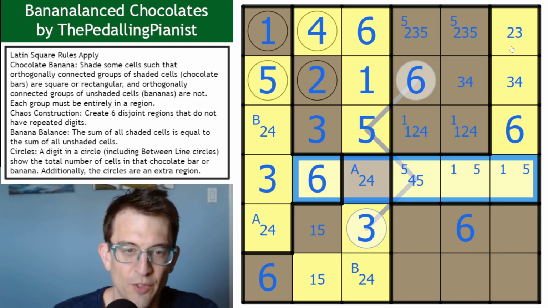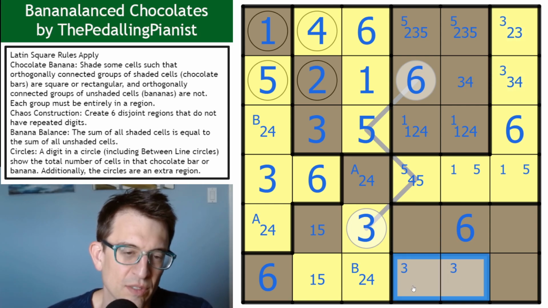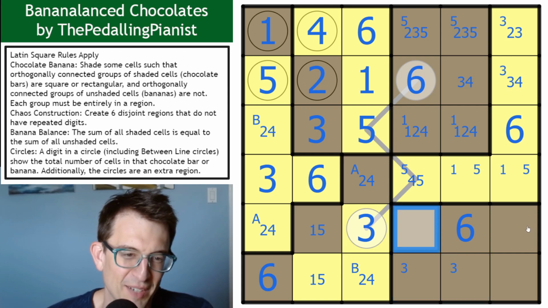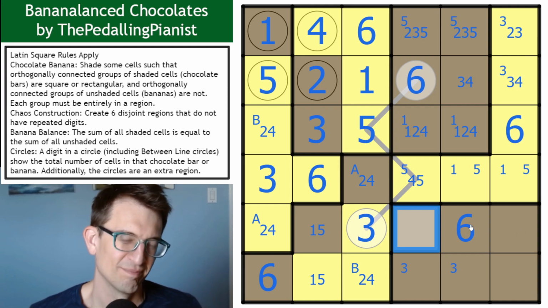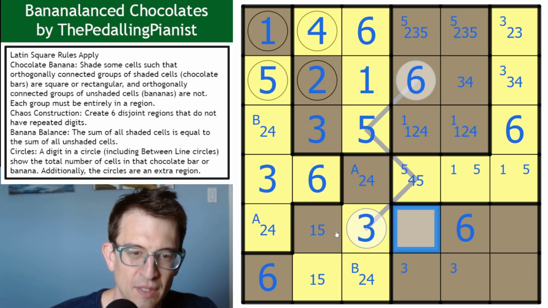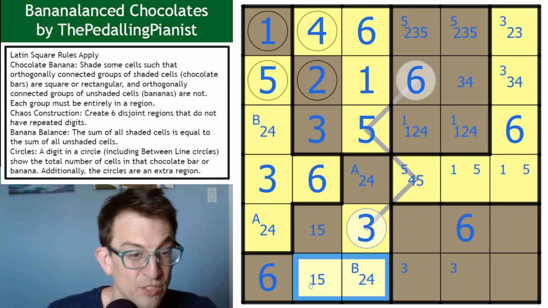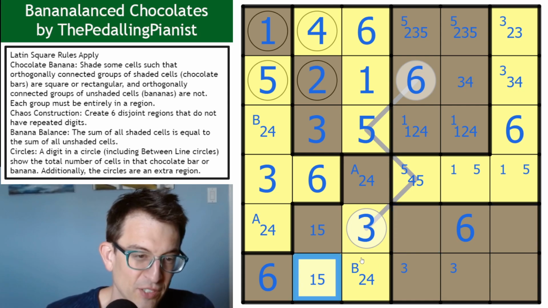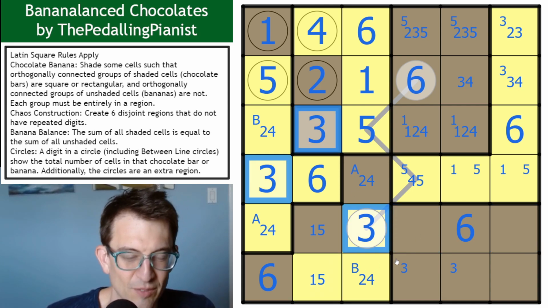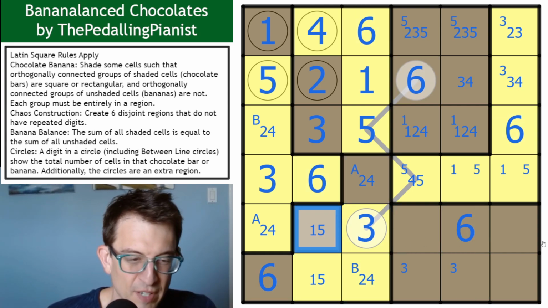Oh, I have a 3 in one of these. So I have a 3 in one of these. I wonder if I'm just going to have to mark this up because I don't see what I'm supposed to do here. These 2 digits go in those 2 spots. Maybe I should just label, because 6s are done. I have A and B here. Let's call the 1s and 5s C and D.